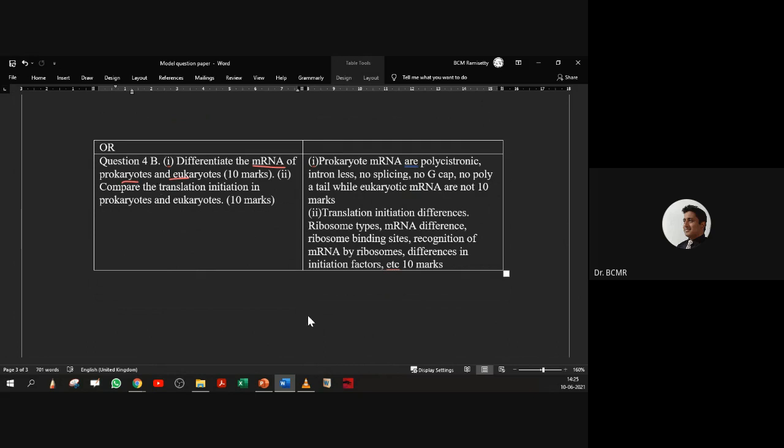Okay. And the second part of it is translational initiation in prokaryotes and eukaryotes. So you can again do the comparison between those two. How is mRNA recognized? What is the difference in the ribosome binding site, and so on. So these are some of the questions, that is what is written, and those are some of the expectations that we have when we look for the answers.